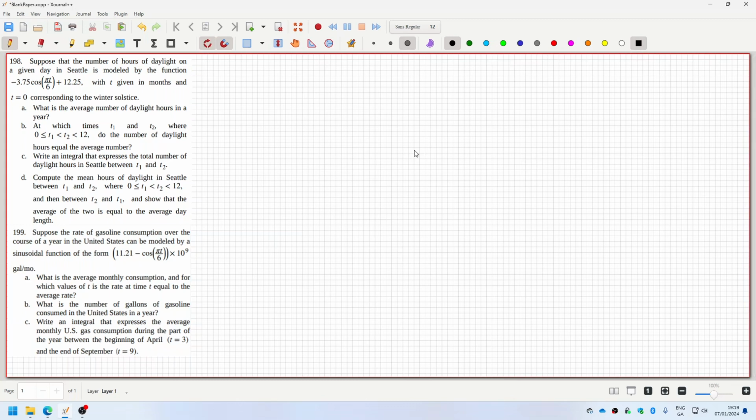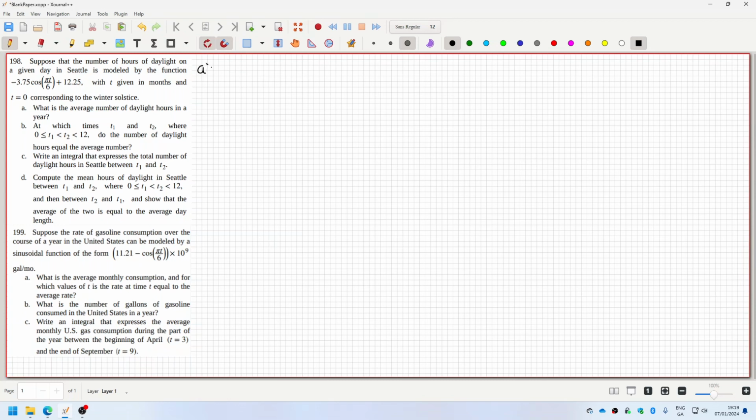Hey, let's have a look. Suppose that the number of hours of daylight on a given day in Seattle is modeled by that function, with t given in months and t equals 0 corresponding to the winter solstice. What is the average number of daylight hours in a year?